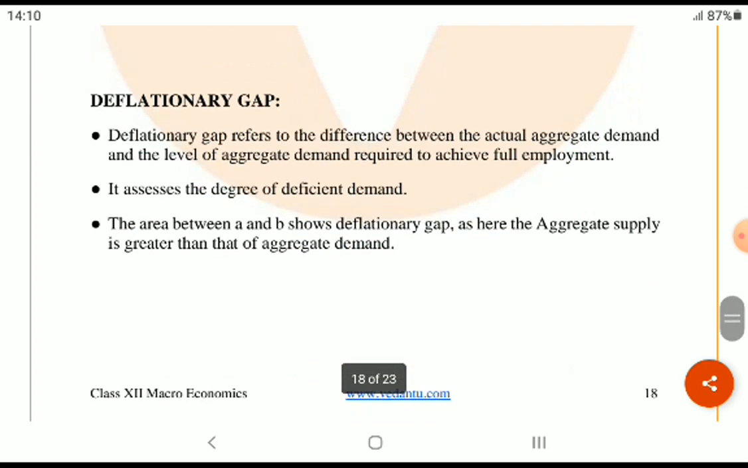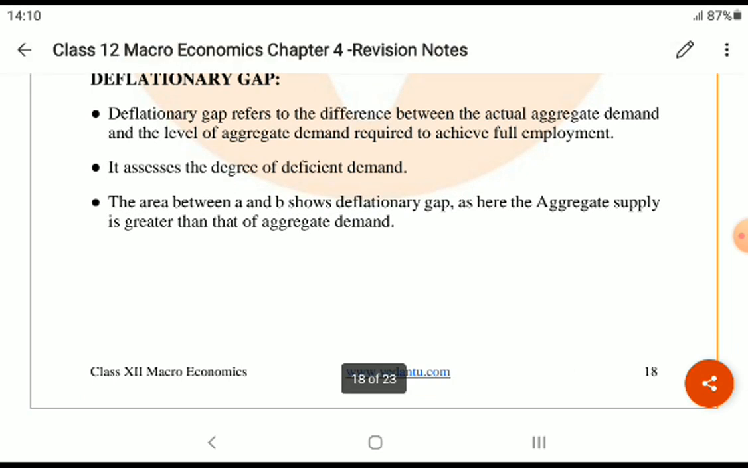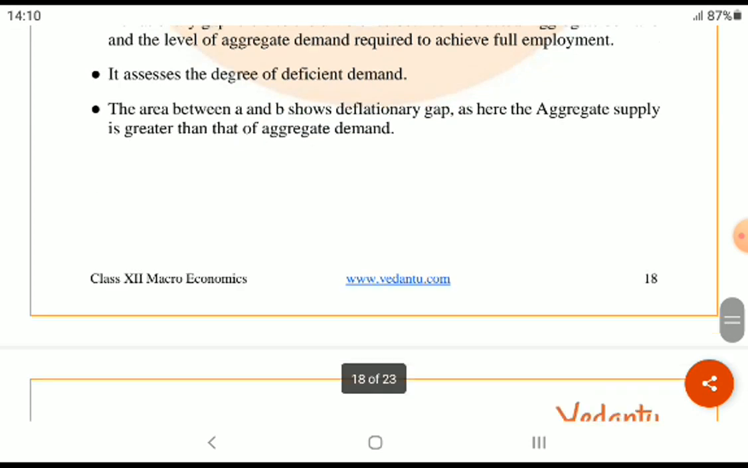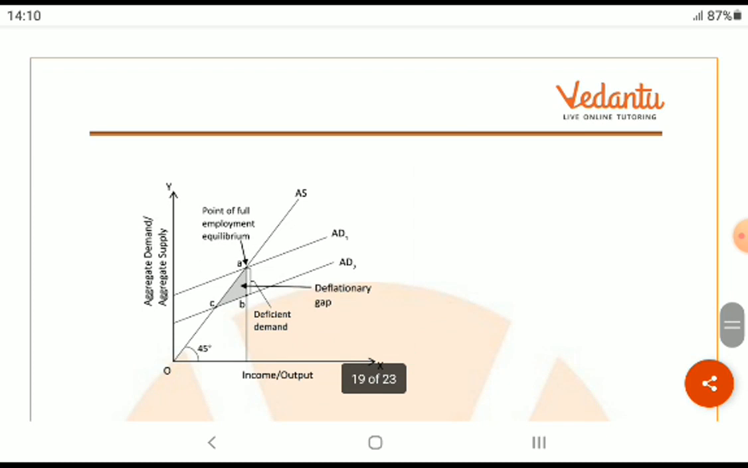Okay. Next is deflationary gap. Deflationary gap refers to the difference between the actual aggregated demand and the level of aggregated demand required to achieve full employment. It assesses the degree of deficient demand. The area between A and B shows the deflationary gap. This is the deflationary gap. Okay.